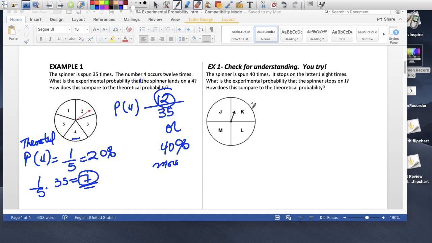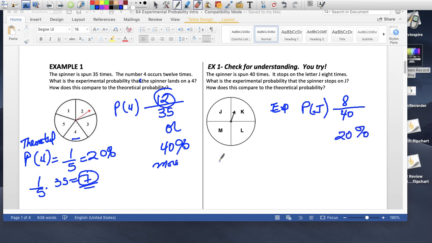Okay, the spinner spun 40 times, so again, we spun this 40 times, and it stopped on the letter J 8 times. So we're looking for the experimental probability of J. In our experiment, we did this 40 times, and it landed on J 8 times. So 8 divided by 40, and you can say that it was 20%.